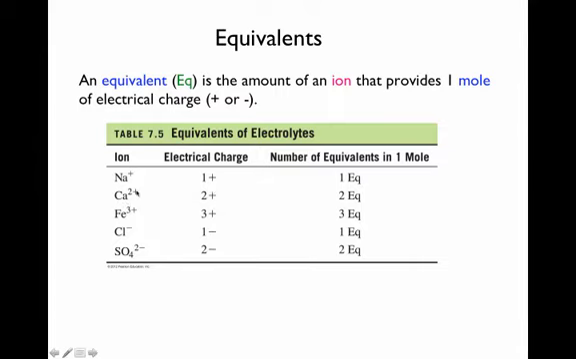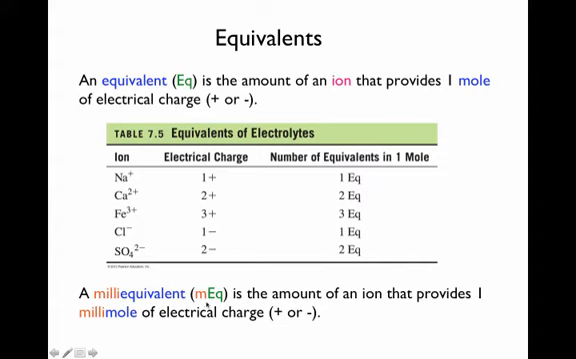And again, just to give you a different example, iron can come as charged at +3. So if I had 1 mole of iron, I would have 3 moles of positive charges, which would mean I would have 3 equivalents of electrical charge. And this is also true for negatively charged ions. So chloride, Cl-1, if I had 1 mole of chloride, I would have 1 equivalent of electrical charge. This is called sulfate. If I had 1 mole of sulfate, because each sulfate has a charge of -2, I would have 2 equivalents of electrical charge.